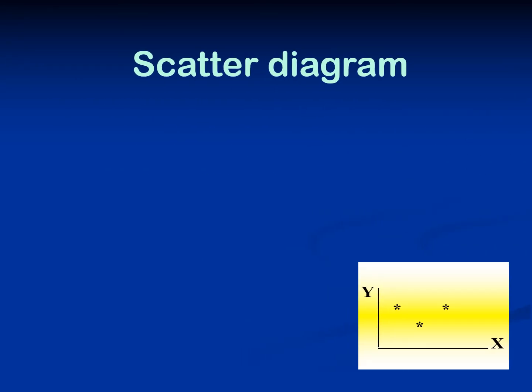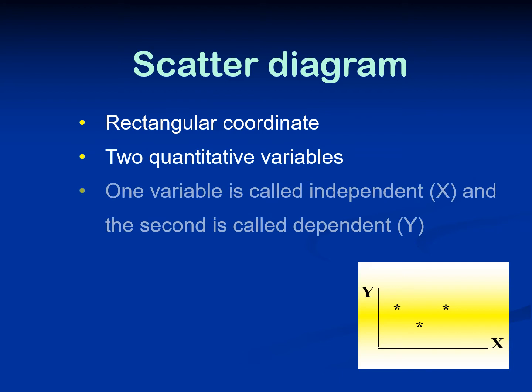We can represent correlation with the use of a scatter diagram. We represent both variables on the x-axis and y-axis. So a scatter diagram is of the type rectangular coordinate, with two quantitative variables. One variable is called the independent variable, denoted by x, and the second variable is called the dependent variable, denoted by y.